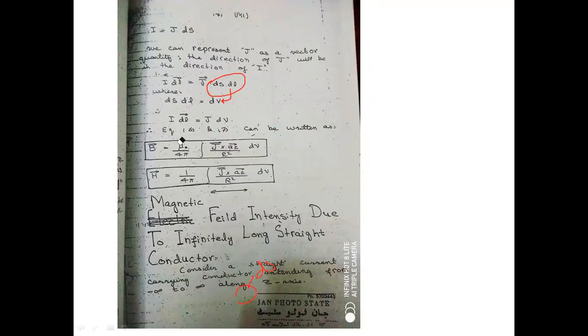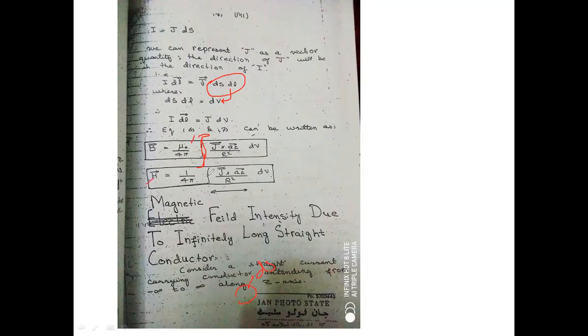Putting these values in equations 6 and 7, we will get the magnetic flux density B equal to mu naught over 4 pi, for the complete volume, integral of J cross a_R over R squared dv, and H is equal to 1 over 4 pi.